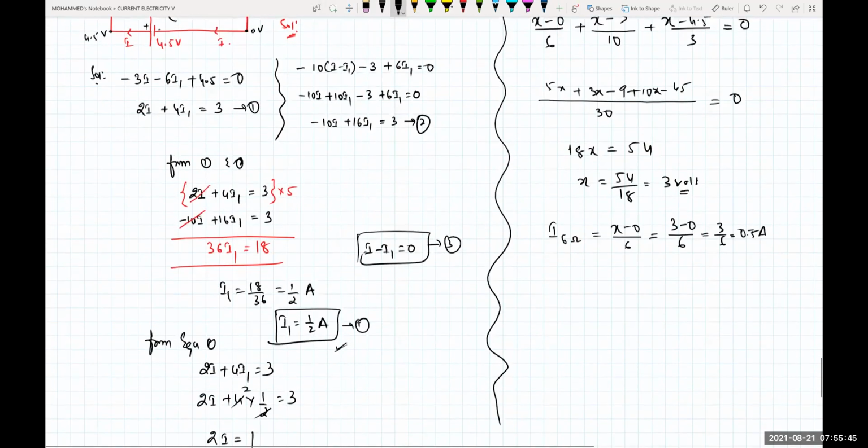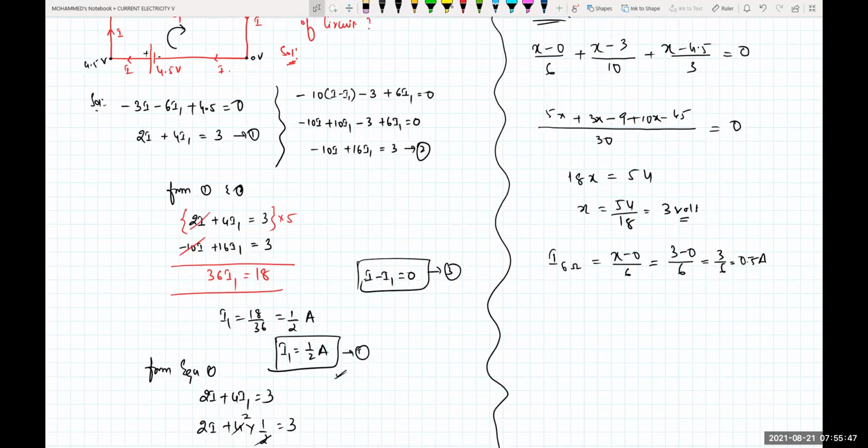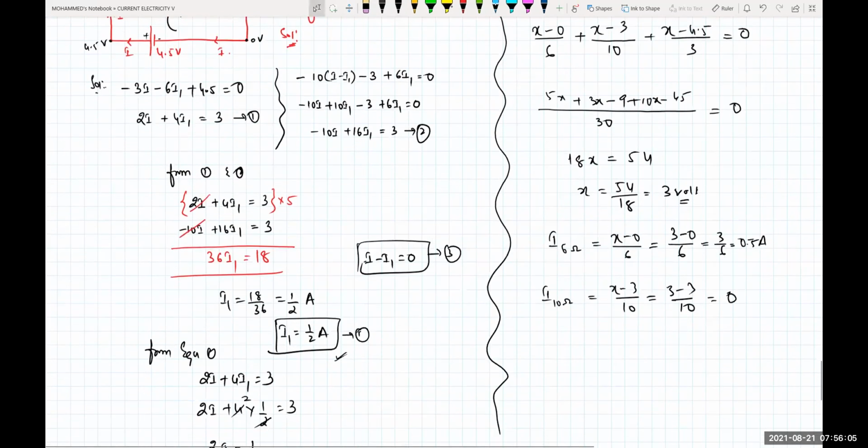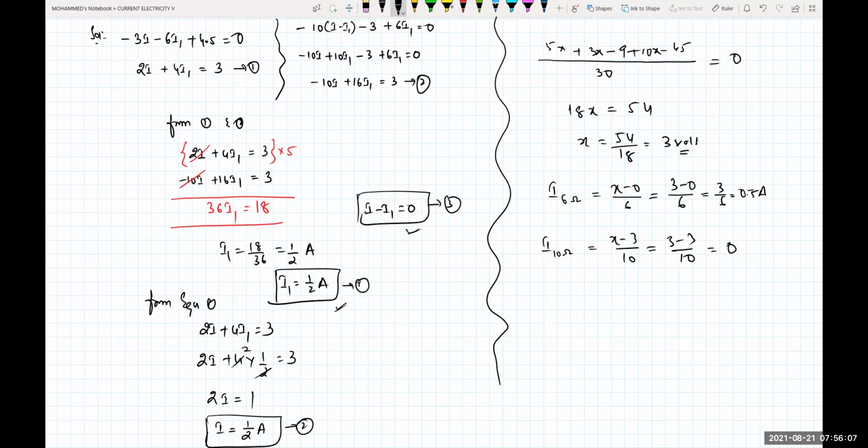In the same way, the current across your 10 ohms will be equal to (x minus 3) divided by 10. The x value, how much did we get? 3. (3 minus 3) divided by 10. So that will be equal to how much, beta? 0. Across the 10 ohms the current is I minus I1. See here, I minus I1 I got is 0.